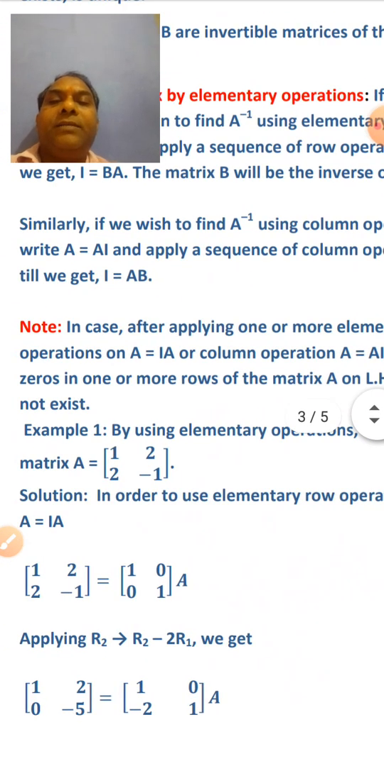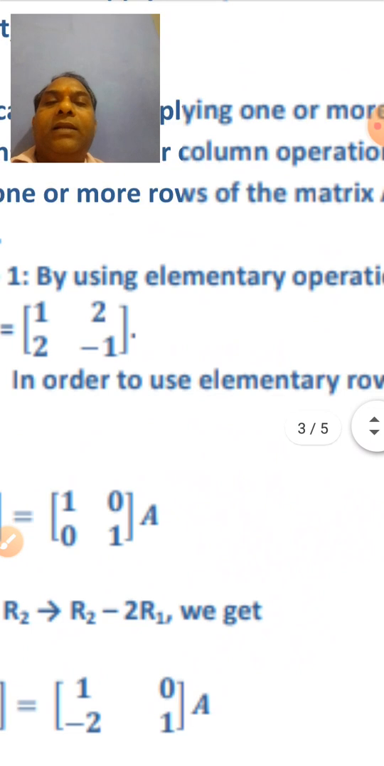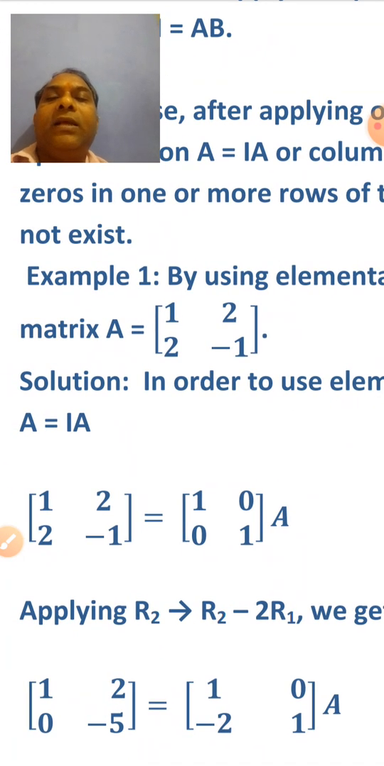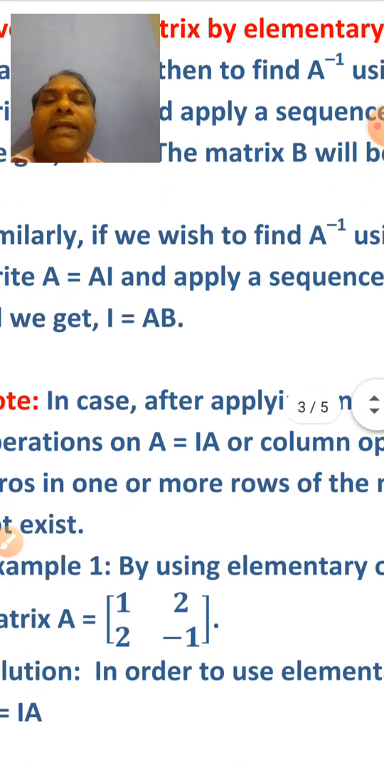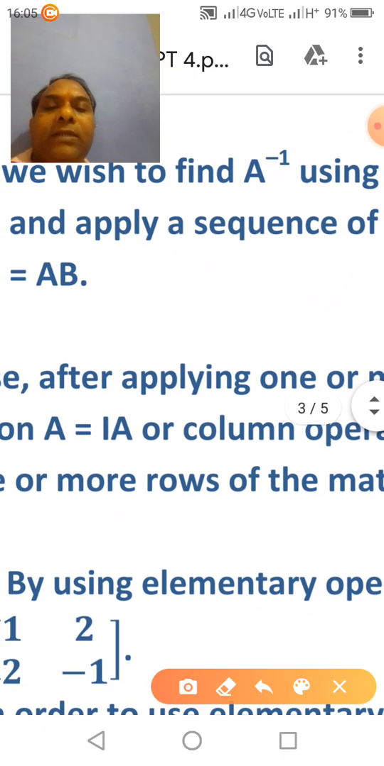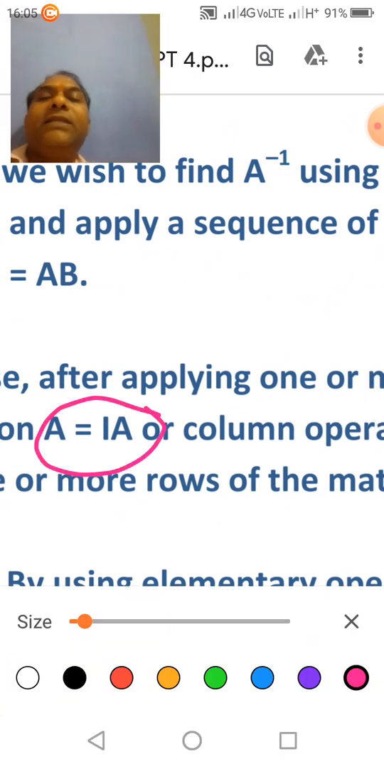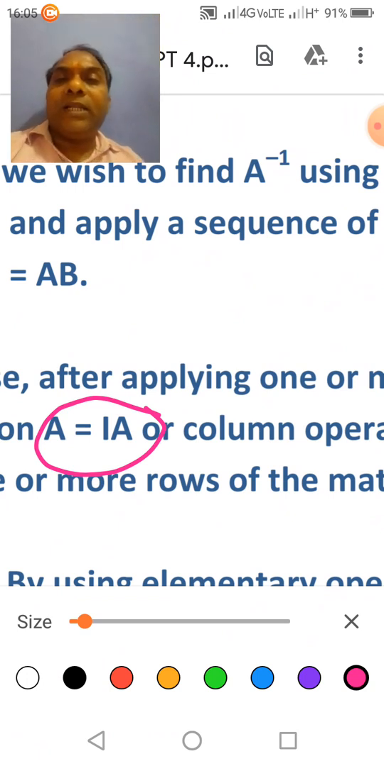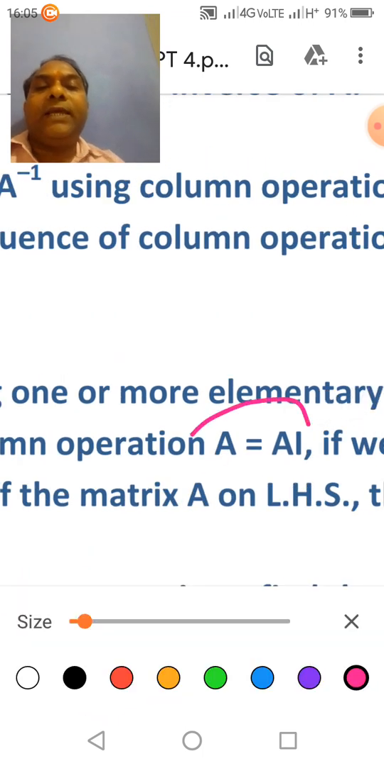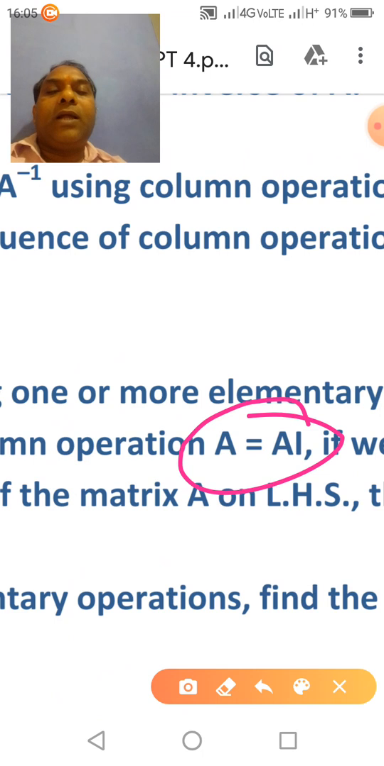Now, for example, here by using elementary operation, find the inverse of the matrix A. Clear? And also you have to remember, in case of row elementary operation, you have to write A is equal to IA. Means when we use row elementary operation to find the inverse of a matrix, then we have to write A is equal to I into A. And in case of column elementary operation, we have to write A is equal to A into I. Clear? Now, see the example.